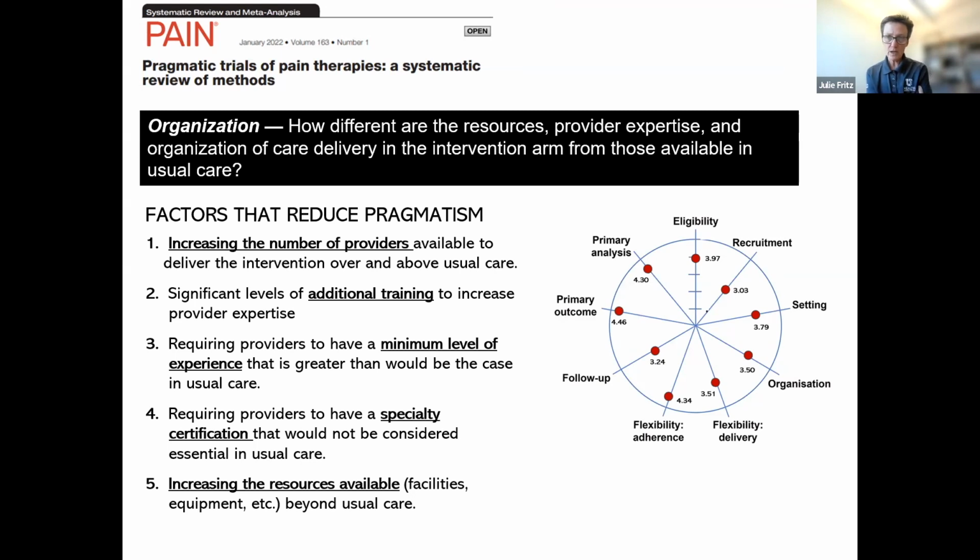You know, these are, again, we strike a balance in pragmatic trials of making sure that clinicians are appropriately trained to deliver what the treatment that we want to study, recognizing that training providers beyond what's normal in routine care reduces pragmatism.